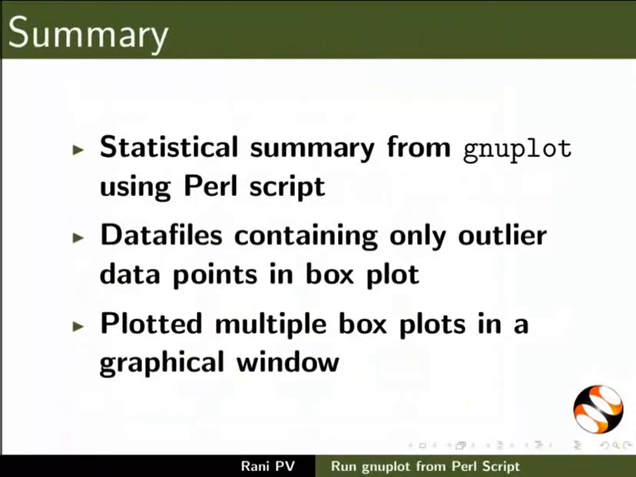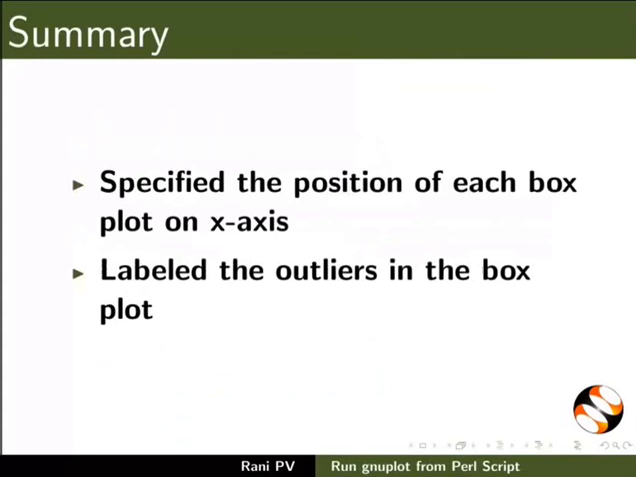Now let's summarize. In this tutorial, we generated statistical summary from gnuplot using Perl script. Data files containing only outlier data points in boxplot plotted multiple boxplots in a graphical window. Specified the position of each boxplot on x-axis. Labeled the outliers in the boxplot.